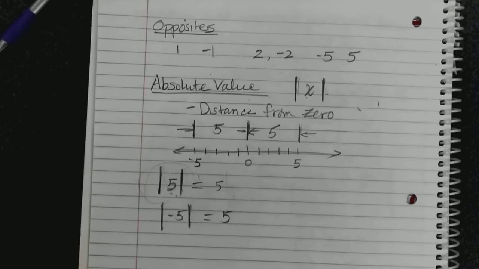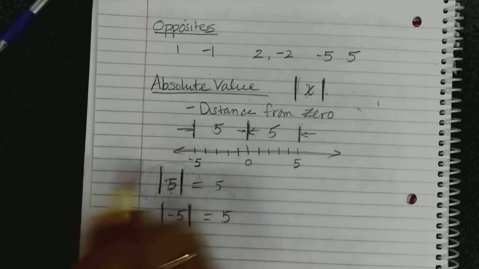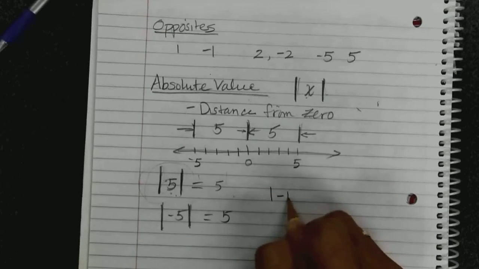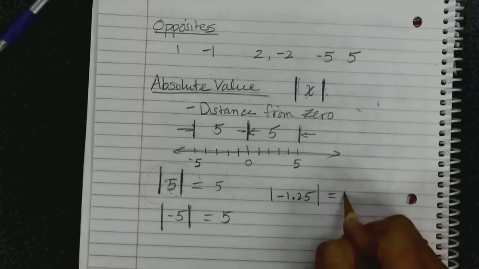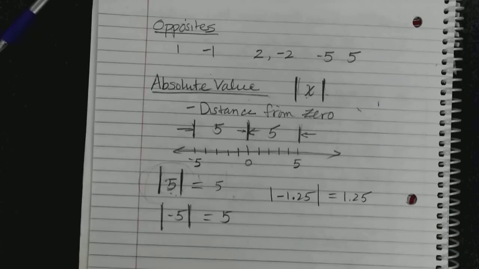So the answers to the absolute value will always be positive? Yes. Because remember, distance can't be negative. Distance is always positive. So whatever's on the inside, it's always positive. So what would be this? Positive 1.25. Thank you. It is 1.25 units away from 0. Okay? Any questions with absolute value? Okay. All right.